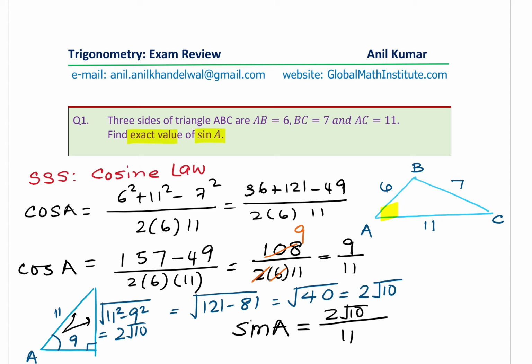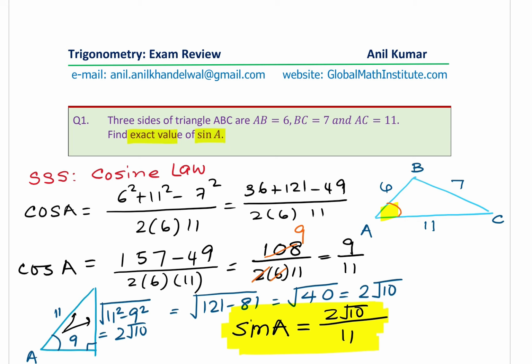So we get our answer for the first question, which is sine of A is 2 square root 10 over 11. Is that clear to you? So that is how we are going to solve such a question. I hope the concept is absolutely clear, right? So we basically found cosine of an angle, then we constructed the right triangle, and from there we found the ratio opposite over hypotenuse for sine.